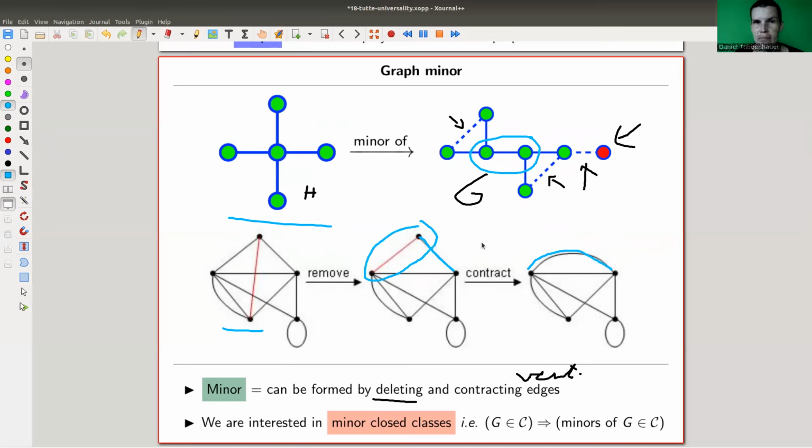Let's call them minors. It looks like a very strange construction, but a lot of properties in graph theory are actually minor closed. So what we really want to look at are classes of graphs which are minor closed, meaning if my class is something like this curly C, and my graph is in curly C, then all of my minors should be in curly C as well. It's a minor closed family of graphs, a minor closed class.